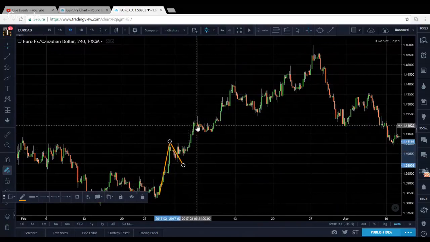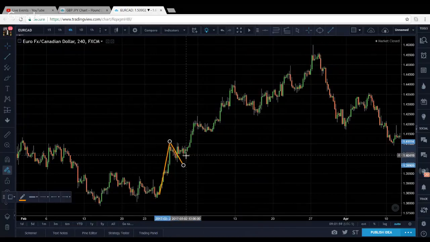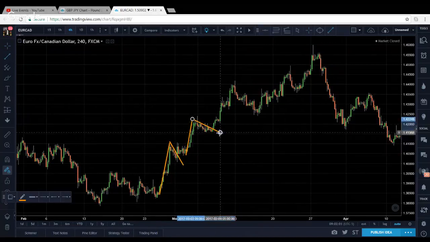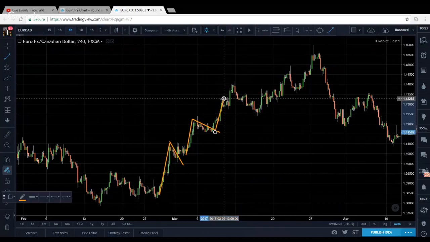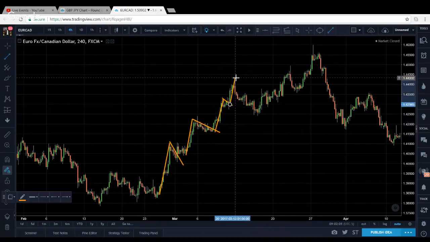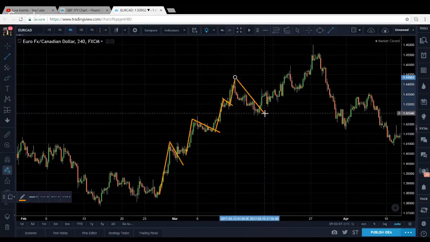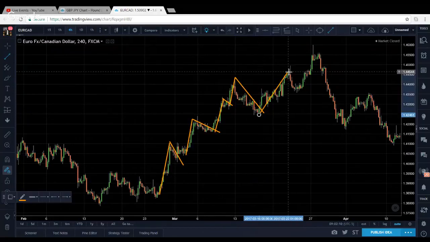Then you could have gotten in for your buy, and then you got a nice move up. But then again, same thing. Impulse, pullback, continuation, pullback, continuation, bigger pullback, and then boom, bigger continuation.